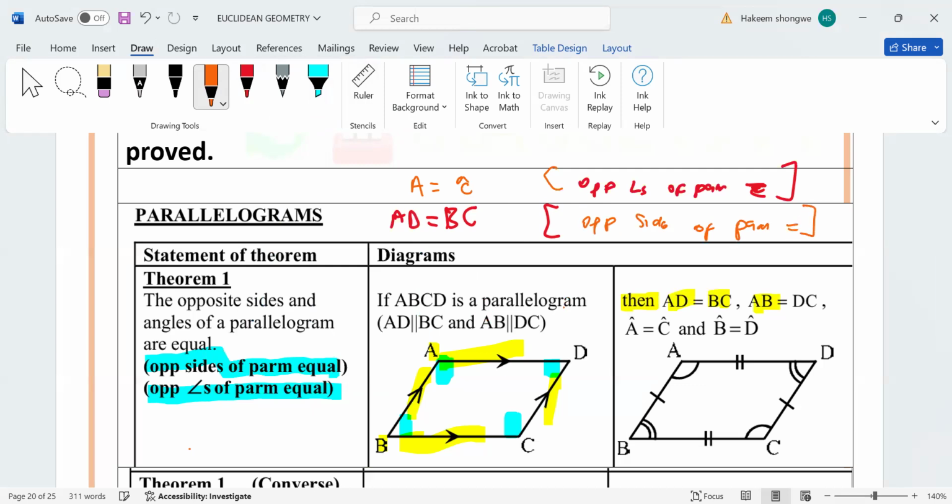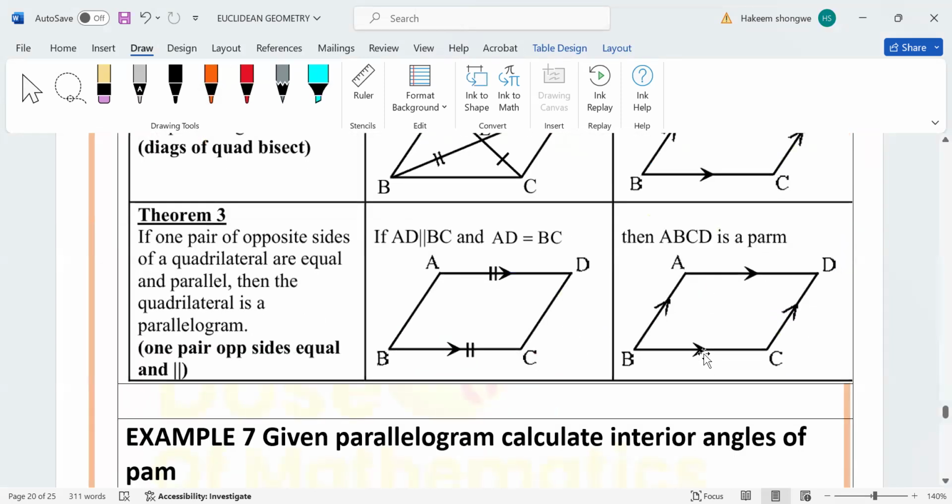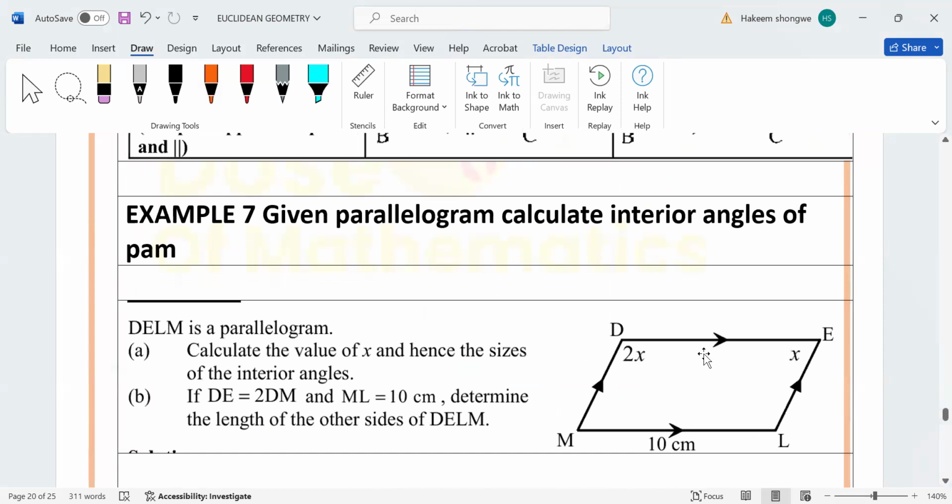Now, let's start with theorem one. We're going to take an example of theorem one, and then we'll check it from there. Look at example number 7 here. I want us to apply theorem number 1. They say to us here, given a parallelogram, calculate the interior angles of this parallelogram. They say DEML is a parallelogram. That's what they tell us.